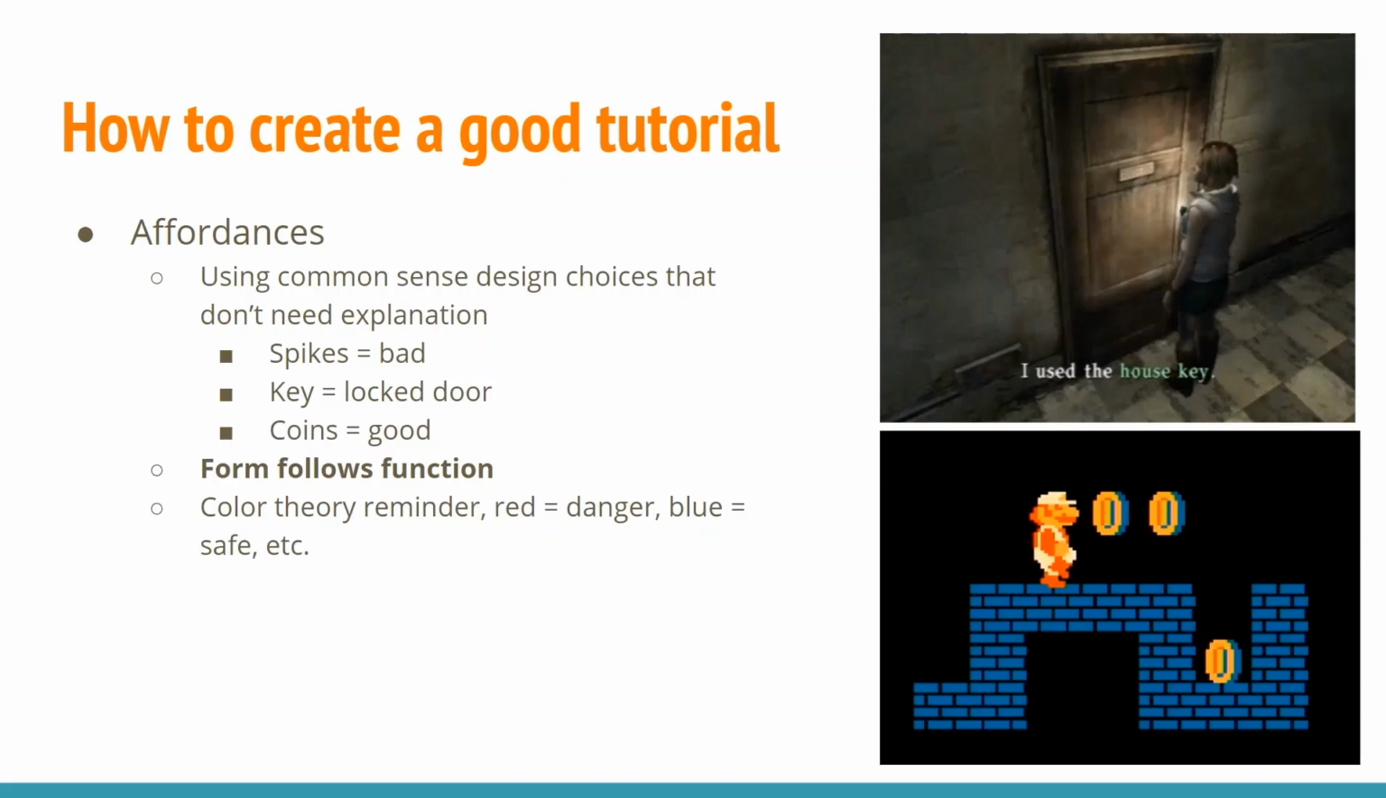Okay, so now let's go into some strategies that you can use to design a good tutorial. First off, affordances refer to design choices in your game that are self-explanatory to players. These are basically common sense designs that don't require any additional explanation. So, for example, if you see spikes on the floor, they'll probably hurt you, so you don't want to walk onto them. If you see a key, you're going to want to use that to unlock something, and coins are generally good and you want to pick those up. The biggest thing about affordances is that form follows function, and as a reminder, color theory: red equals danger, blue equals safe, etc. If you're designing with affordances, then your game is easy to understand, it's self-explanatory, and everything is just that much more intuitive.